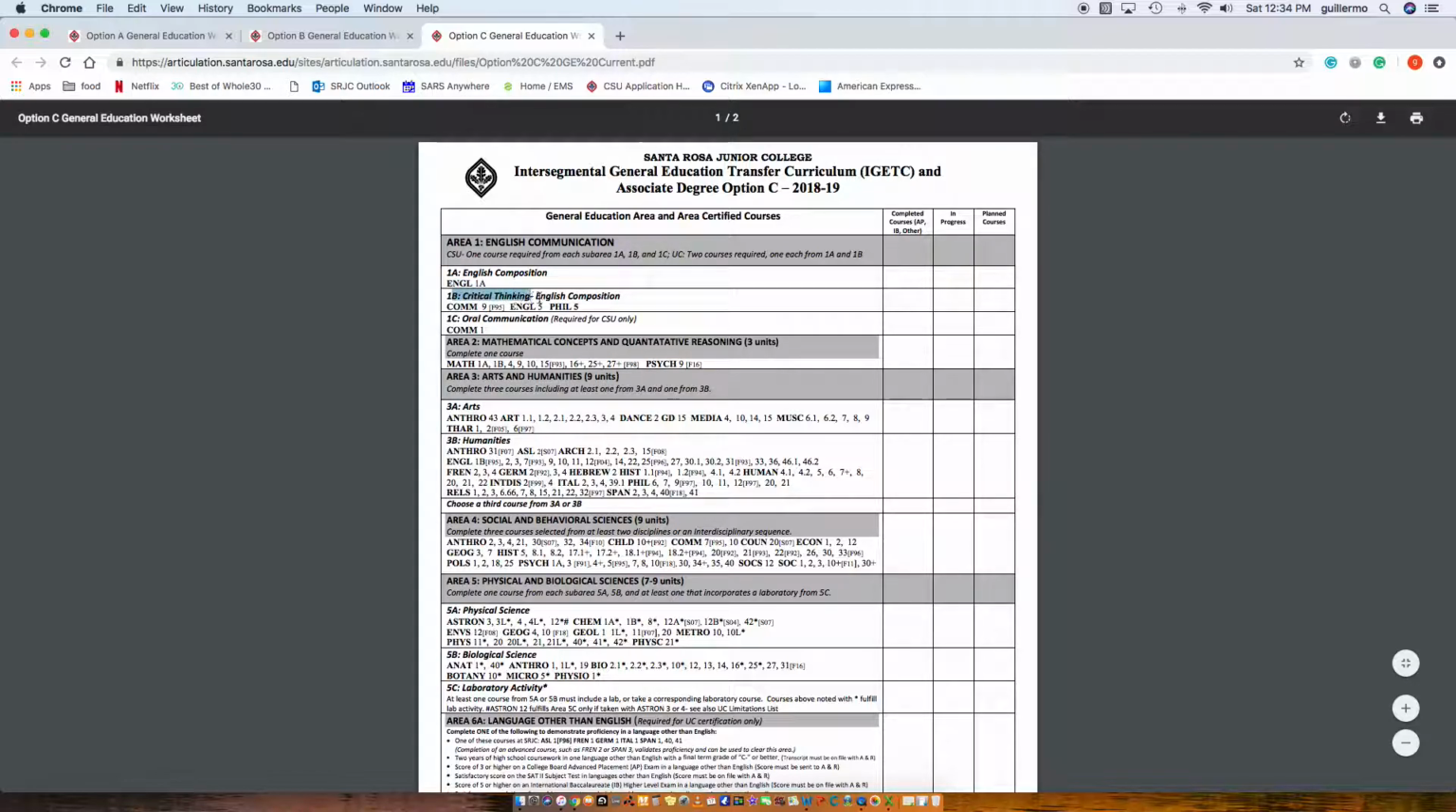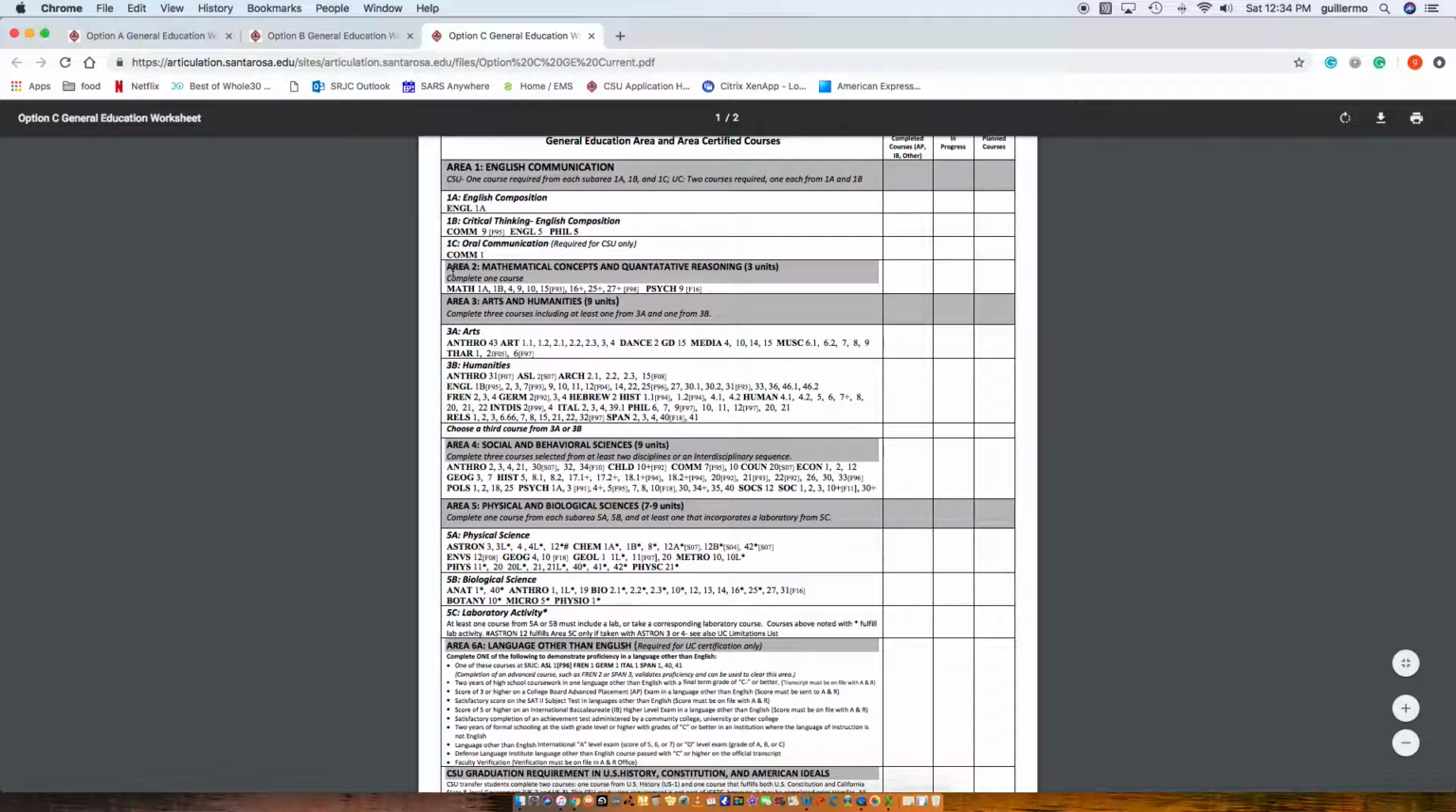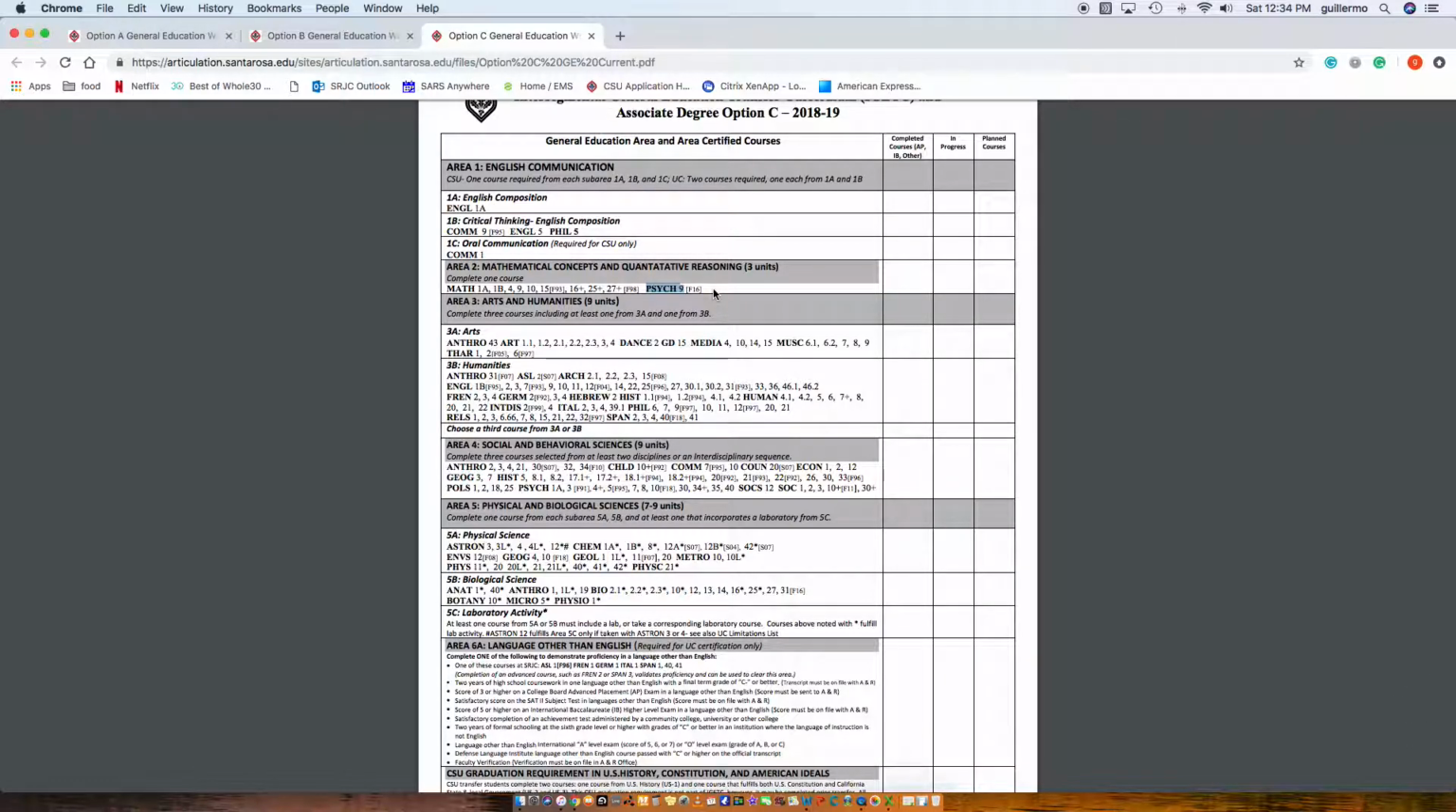We're going to make sure we know what universities we want to go to before you take your critical thinking. Remember, the communications class is just for Cal State only. The mathematics for Area 2 is going to depend on your major. As you can see, there is a Psychology 9 class here. This is a statistics for behavioral science students. So my behavioral sciences, my psychologists, that could potentially be an option that you could take.